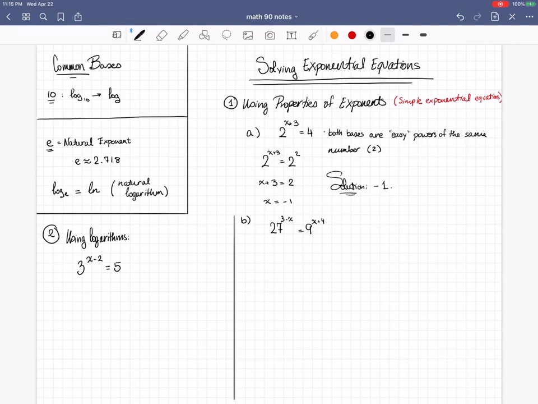All right, let's look at number B. B is very, very similar. We have 27 to the power 3 minus x is equal to 9 to the power x plus 4. I'm going to write this here again. Both bases are, quote, "easy" powers of the same number. In this case, it's 3. So 27 is 3 cubed.